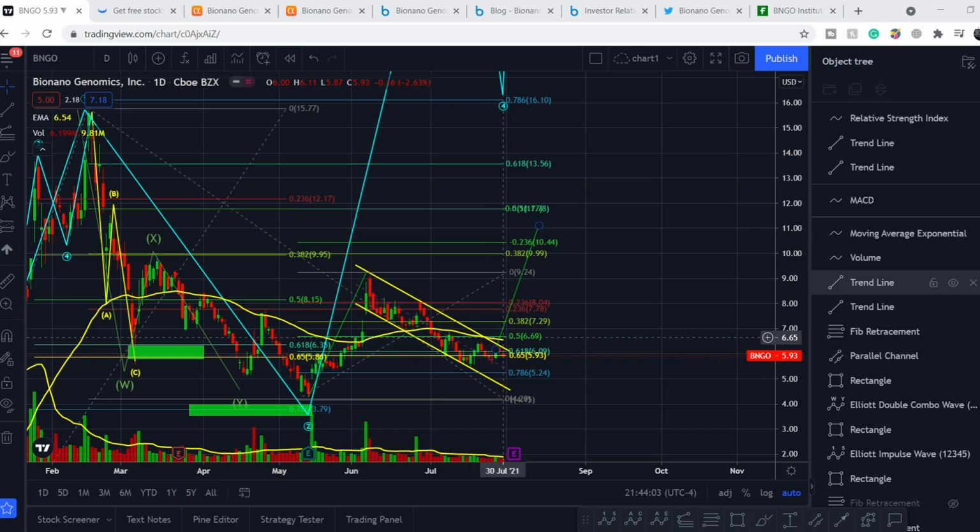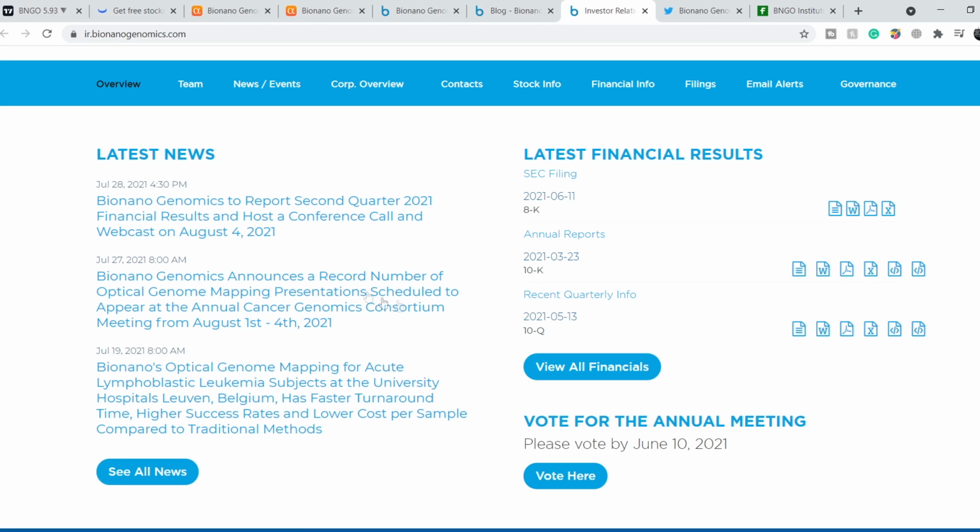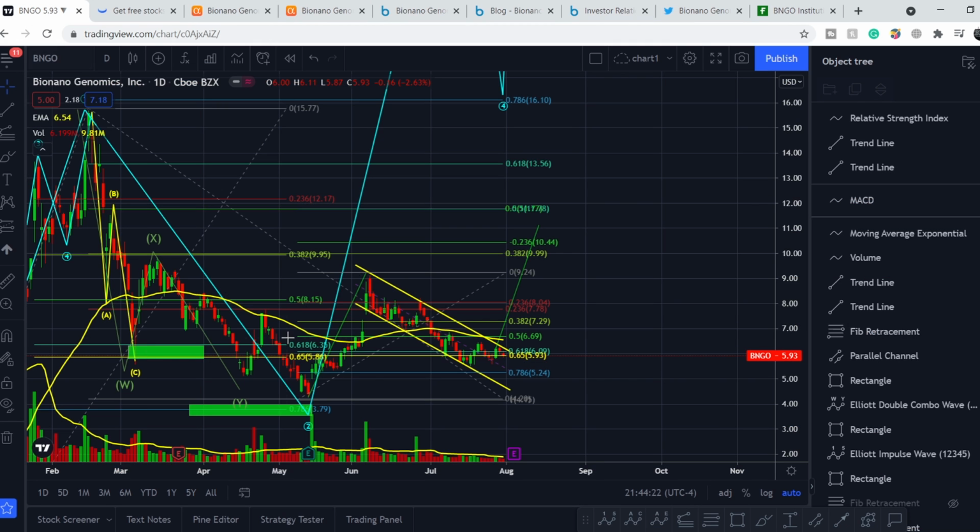Let me show you that we will have one of the catalysts on August the 4th. It will be the second quarter financial results, and they will take place on August the 4th. From this point, we might have major information that might break the upper resistance and we might have a breakout, and then our next targets might be at the levels of around $11.